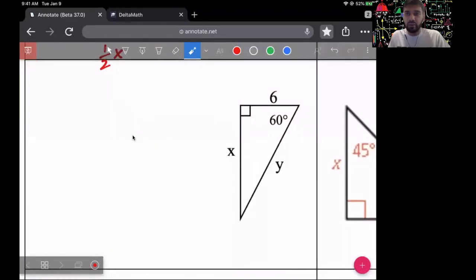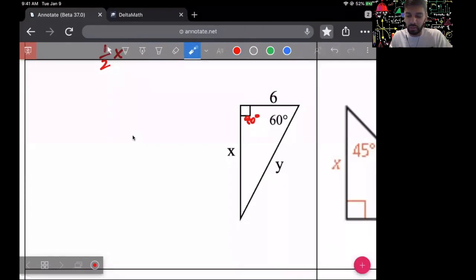So right here I have this triangle. It only has one angle marked as a number, 60 degrees right here. But I can use some context clues to figure out the other angles. Now this is a box, so it's 90 degrees. So a box, that means it's always 90 degrees.